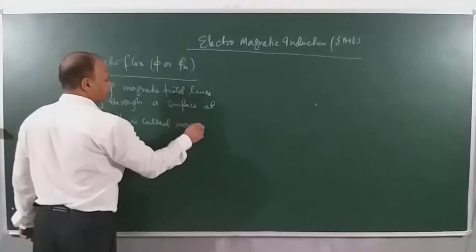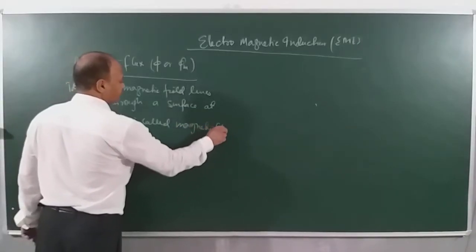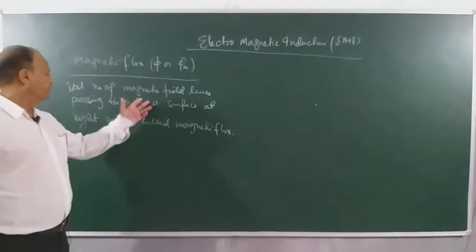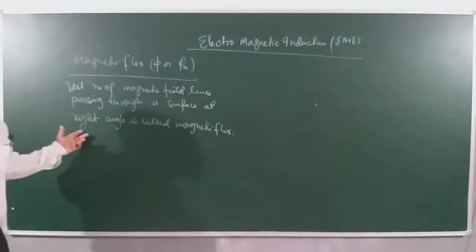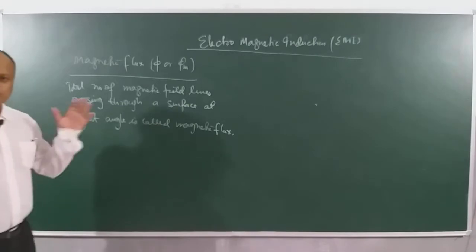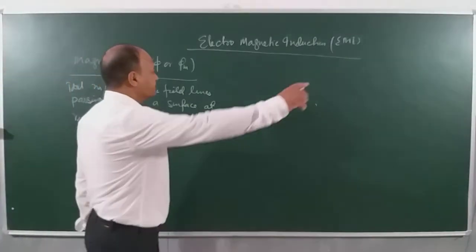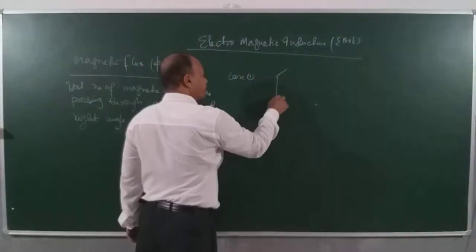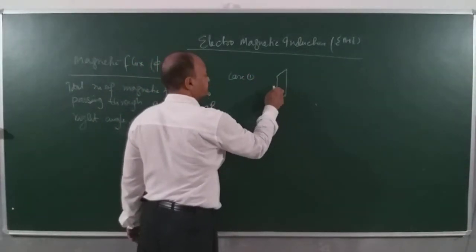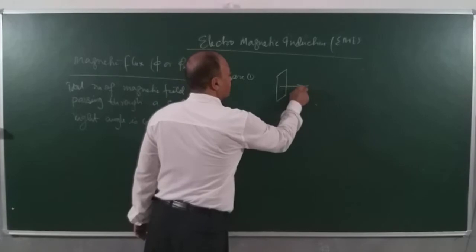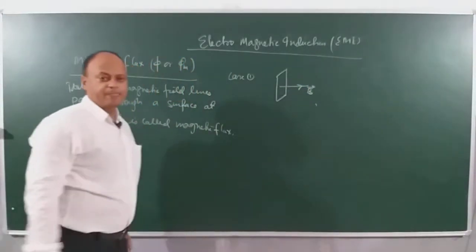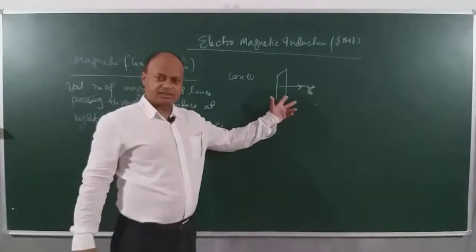Total number of magnetic field lines passing through a surface at right angle is called magnetic flux. So let's understand how you will calculate magnetic flux. Case 1, if magnetic field B is perpendicular to the given area, like in this case.